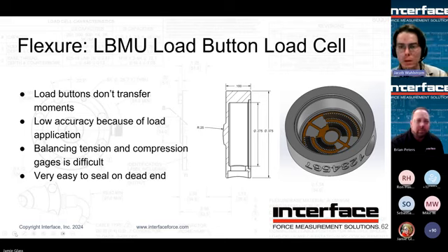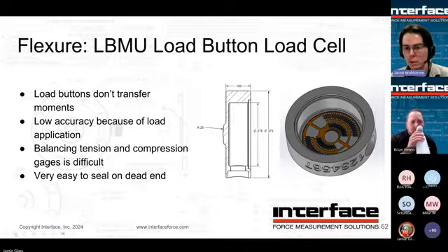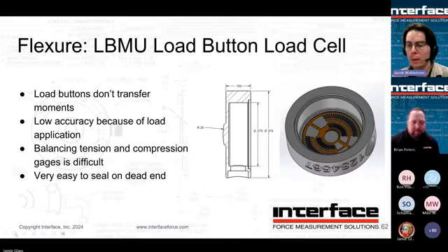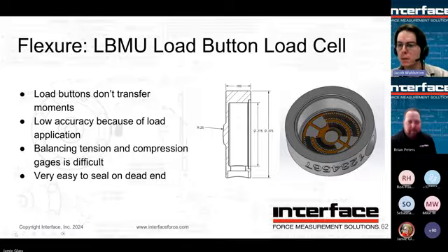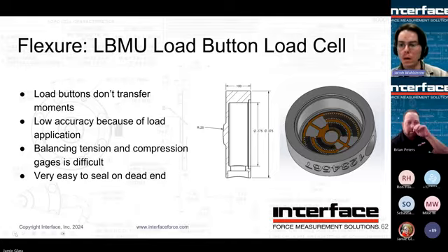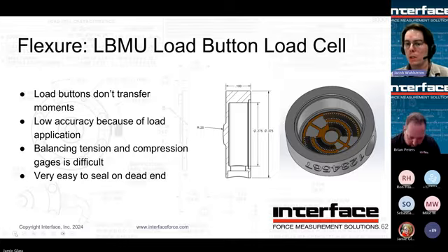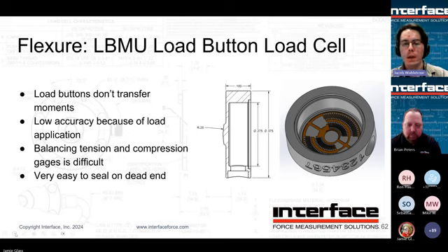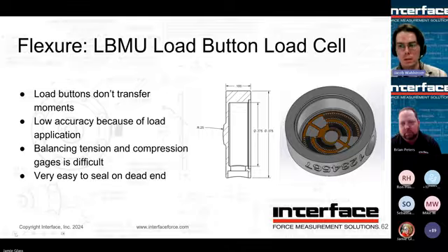Alrighty, so now we're going on to the LBMU. And this is a load button. And load buttons, as Brian kind of mentioned before, get a bad rap. They have their pros and their cons. Load buttons don't transfer moments to the beam, right? There's no fixed point of load application, which doesn't transfer moments, but it also can cause some linearity issues if you're applying the force in a different location than what was intended. And that makes these load cells very, very sensitive to gauge placement.